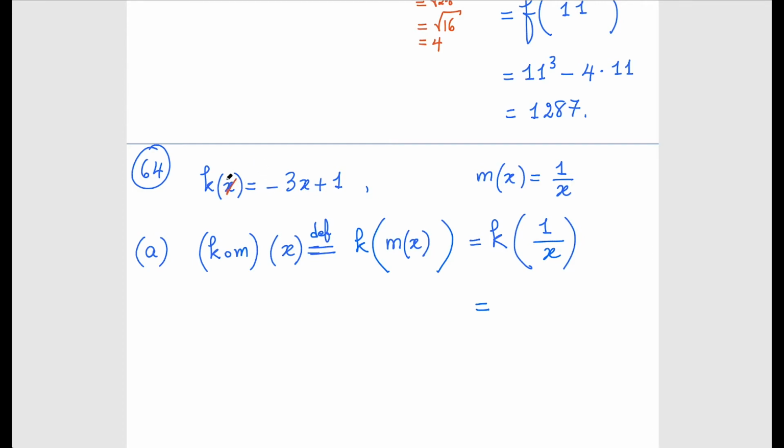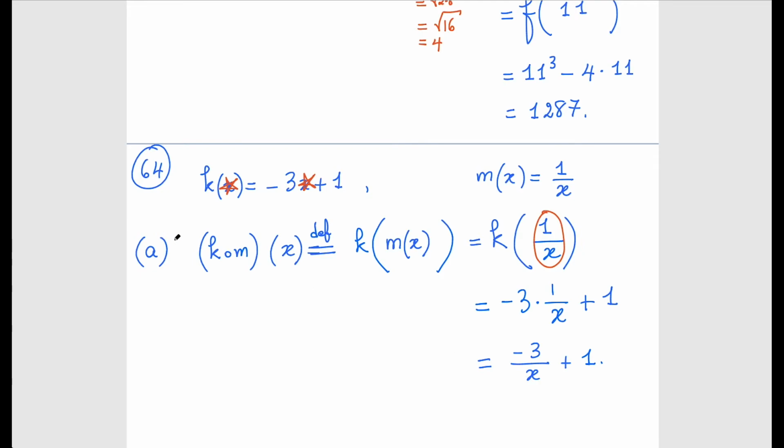Too many x's, how about labeling it something else? How about star? k of star is minus 3 star plus 1. Who's my star now? The star is 1 over x. So what do we obtain? We get minus 3 times star, which is 1 over x, plus the 1. And this is simply minus 3 over x plus 1.